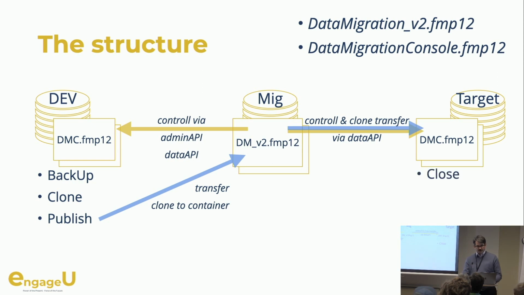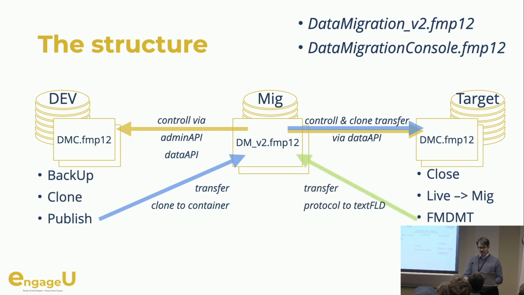Then we close the files that we want to migrate. We move and rename them just for security reasons, so we have a copy of the file that we want to migrate. We put it in a migration directory where now also the clone and the FMDMT lies. We let the FMDMT do its work, and we wait for the result of the protocol of the shell script, because we want to know if all went well.